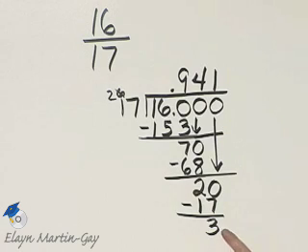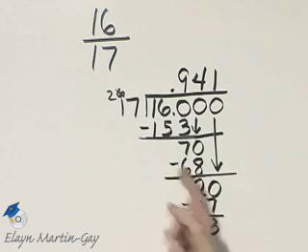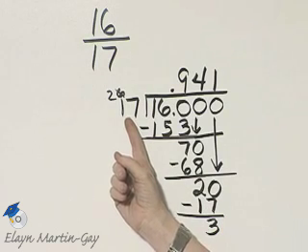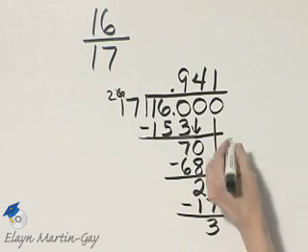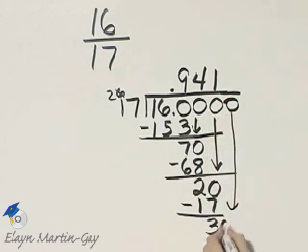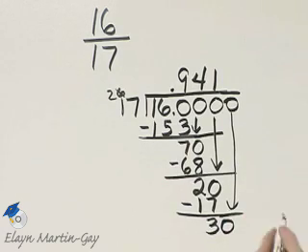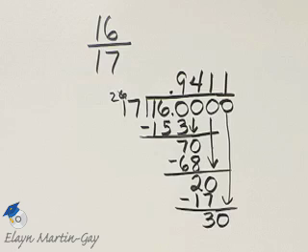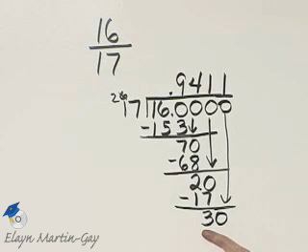Now notice I don't talk about this much, but each time you should be checking to see that your remainder is less than your divisor. All right, so I'll bring down one more 0. All the way down there. How many times does 17 divide into 30? Well, it will divide 1 time, right? Because 2 times would be 34, and that would be too much.